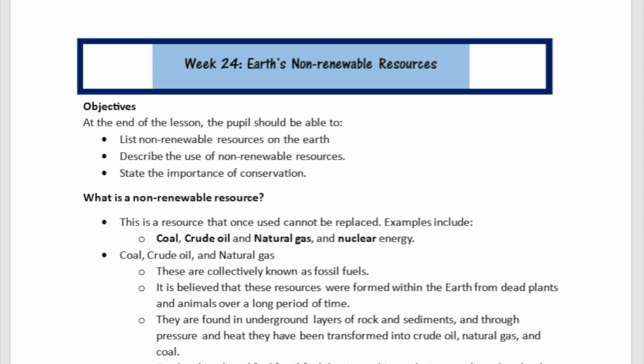Through pressure and heat, they've been transformed into crude oil, natural gas, and coal over time. Crude oil is a liquid fossil fuel that is used in producing gasoline, diesel, and other types of fuels, and for making plastics. Natural gas is used in heating homes and in cooking as well. It is mostly made of methane. As you study advanced chemistry, you are going to know what methane is. Methane is a hydrocarbon, which is essentially what natural gas is made of.